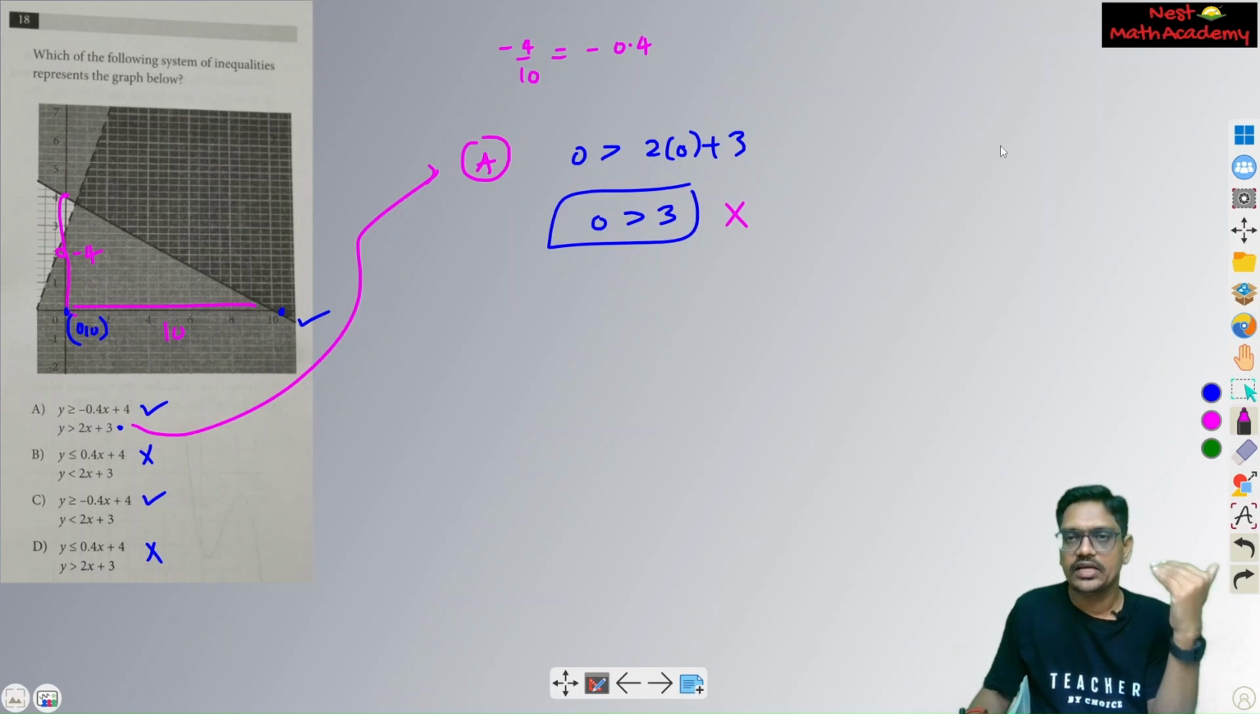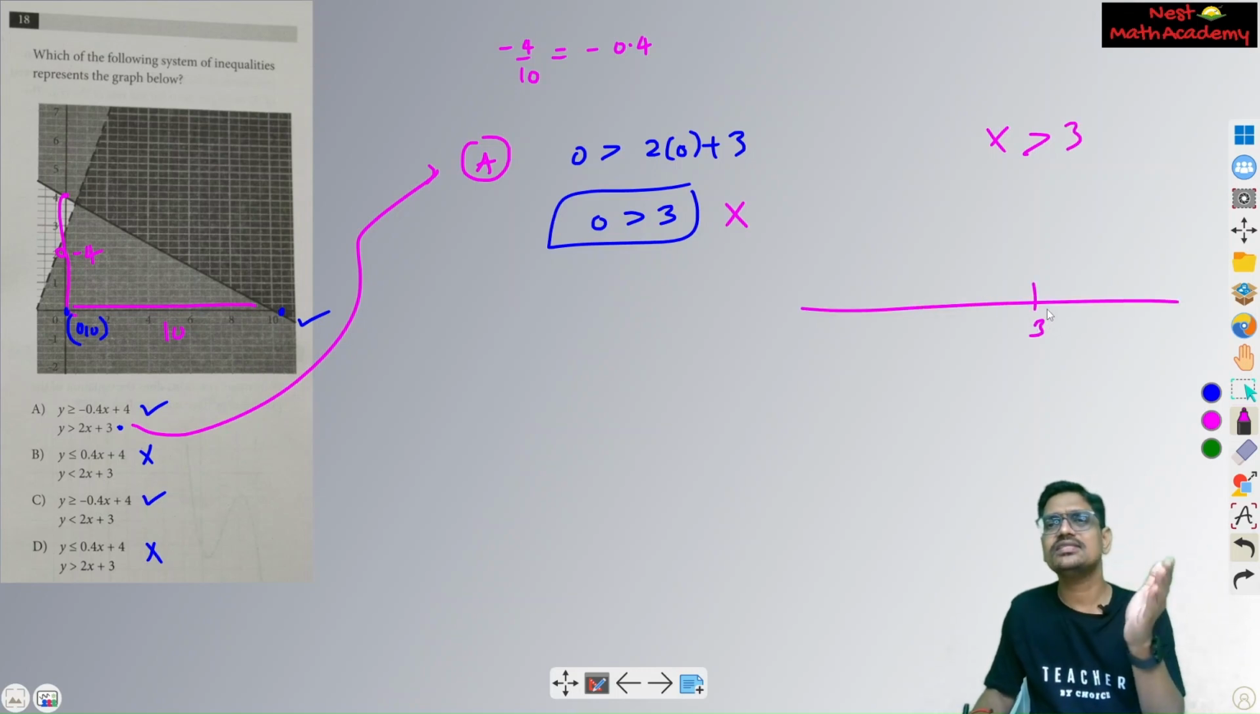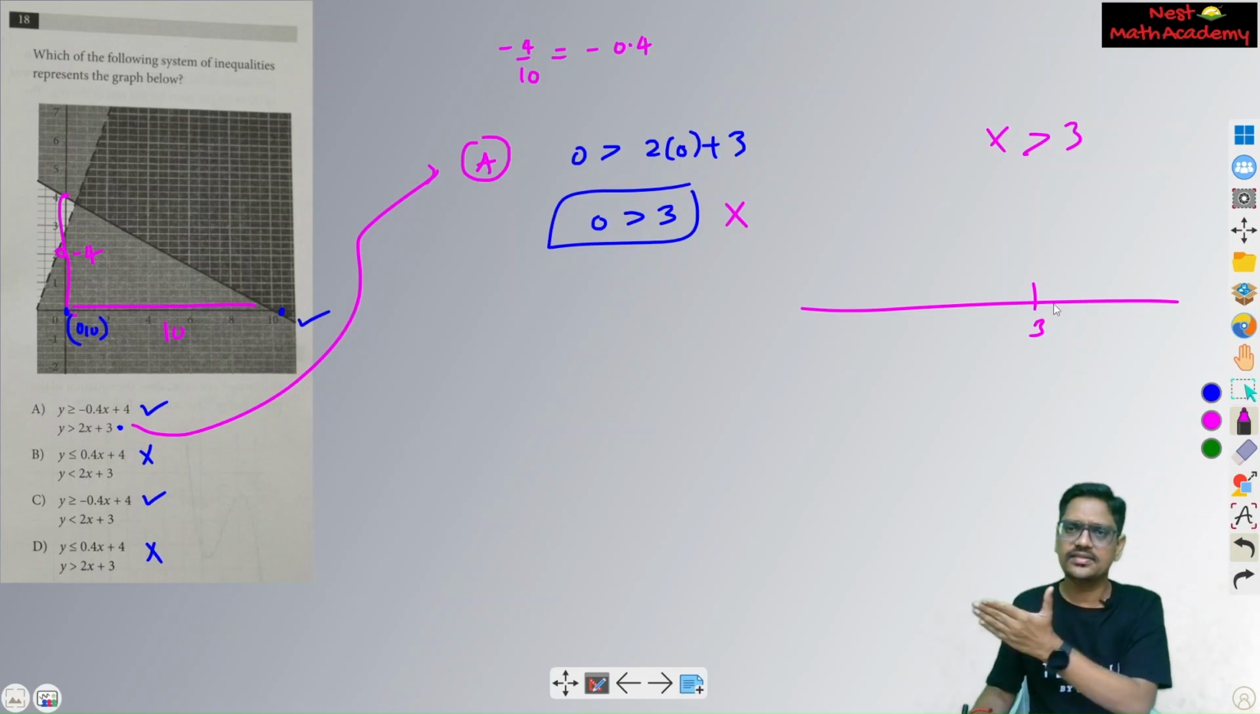See, whenever an inequality is there, for example, a simple linear one-variable inequality, x greater than 3. How do you check that? 3 is on the number line. I want a number which is greater than 3. This side or this side? Greater than 3, I'll get the numbers on this side.